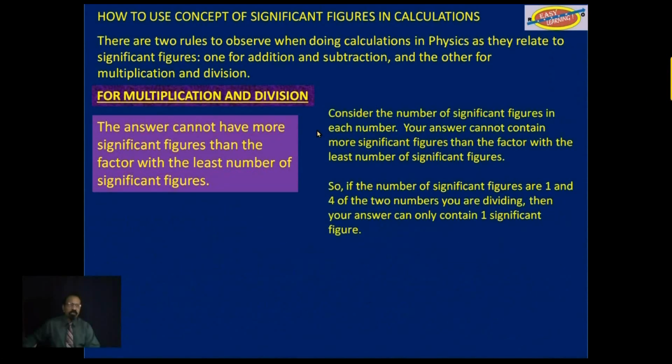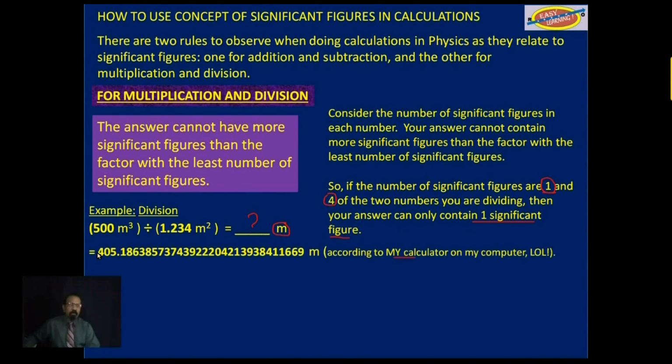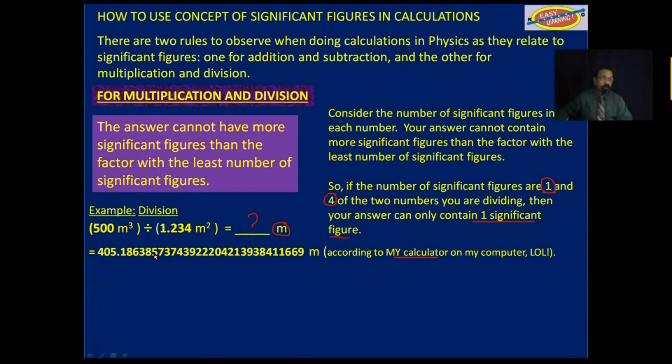The same rule applies for division. If you're dividing two numbers, one has one significant figure and one has four significant figures, your answer will contain only one significant figure. So let us divide 500 cubic meters by 1.234 square meters. Our answer will be in meters. But what will be the number here? Now, in the calculator that I am using on this computer, this is the number that actually comes up. However, let's apply the rules.